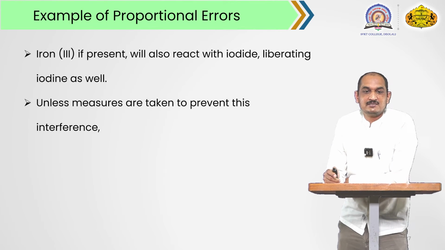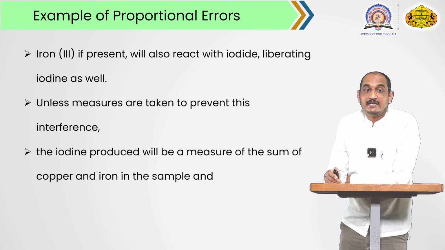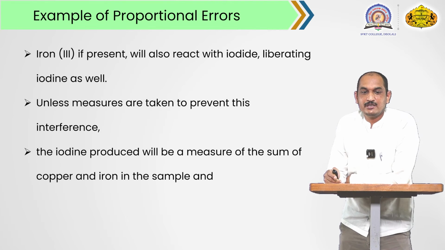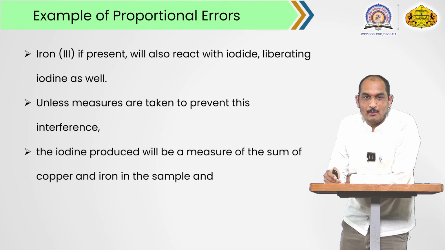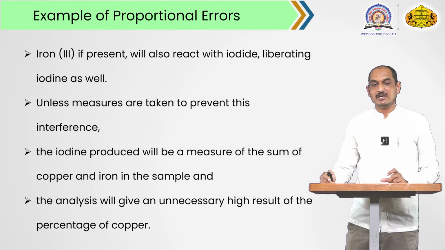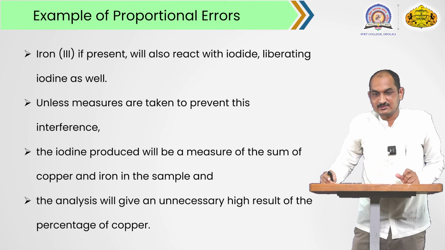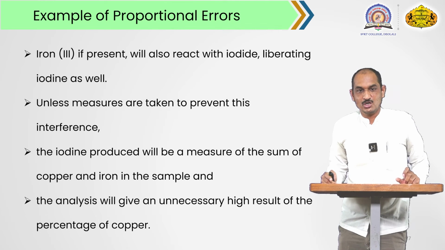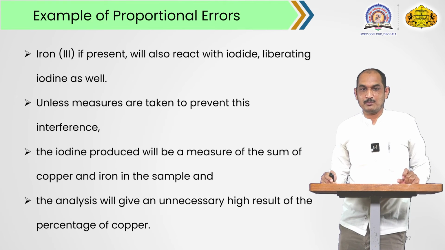Unless measures are taken to prevent this interference, the iodine produced will be a measure of the sum of the copper and iron in the sample, and the analysis will give unnecessarily high results for the percentage of copper. This is an example of proportional error.